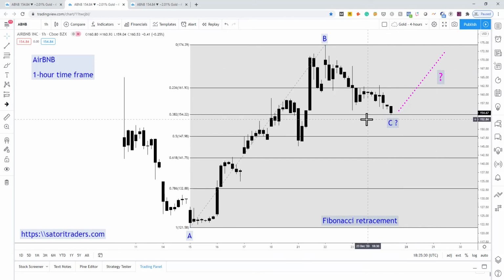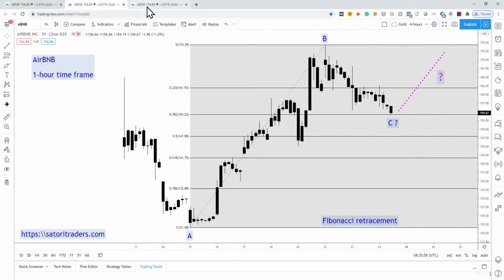Certainly, we want to wait and see. We need some bottoming action to occur at this 382 level, and then see some hints that price wants to head higher in a new up leg. And so we'll have to wait and see what happens there.